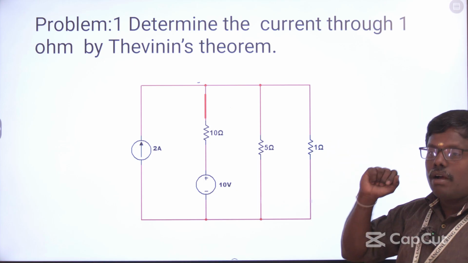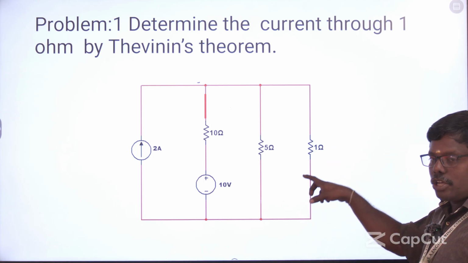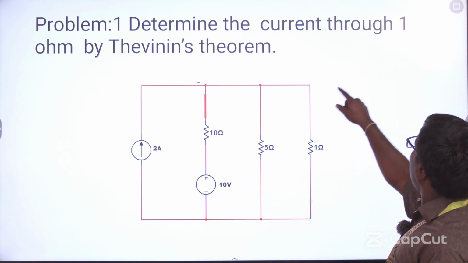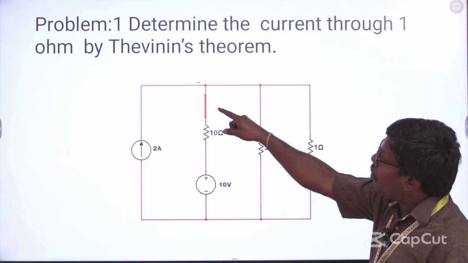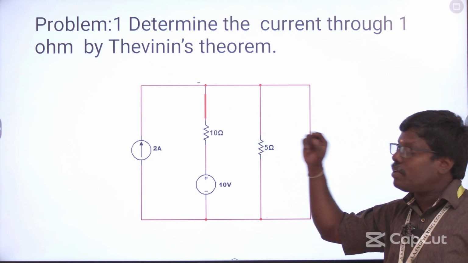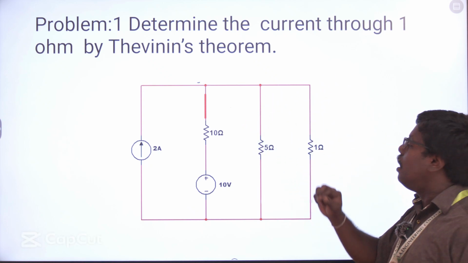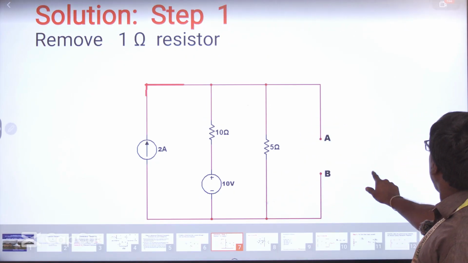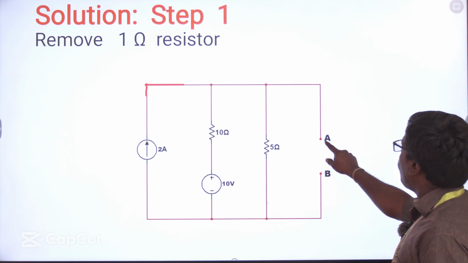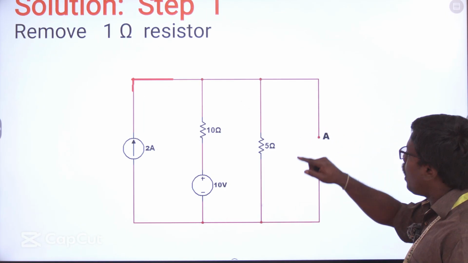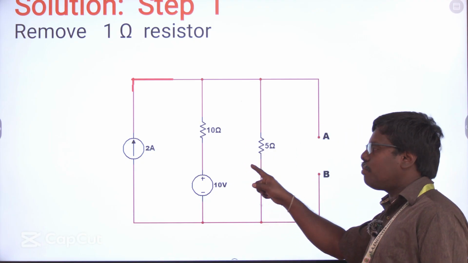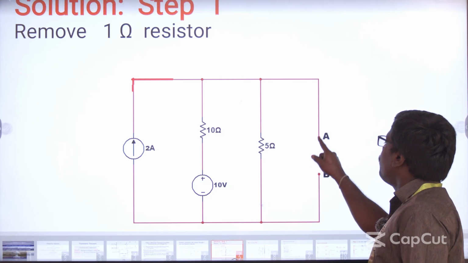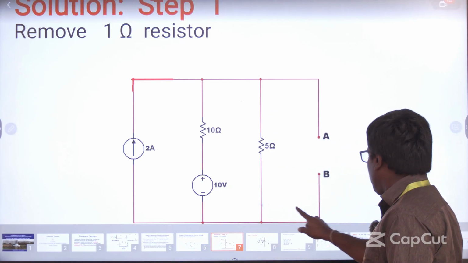Next, let us take a GATE problem. I am going to consider a circuit which consists of a voltage source and a current source. What they asked is to determine the current through the 1 ohm resistance. So, first step we have to remember that we have to remove the 1 ohm resistance. After removing the 1 ohm resistance from the circuit, we have to find the VTH as the first step. So how to determine the VTH? We find the voltage across the points A and B.